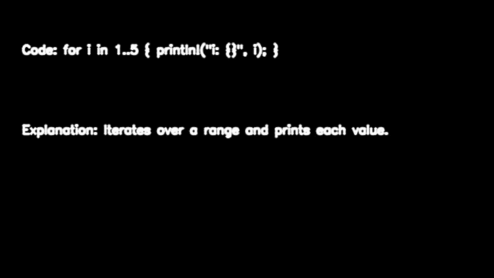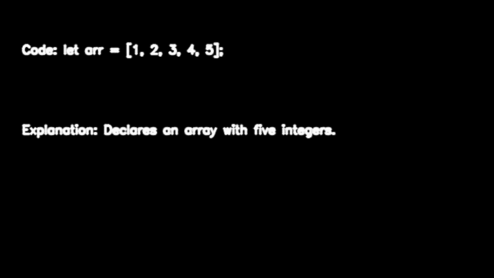Code. for i in 1..5 { println!("{}", i) }. Explanation. Iterates over a range and prints each value. Code. let arr = [1, 2, 3, 4, 5]. Explanation. Declares an array with 5 integers.